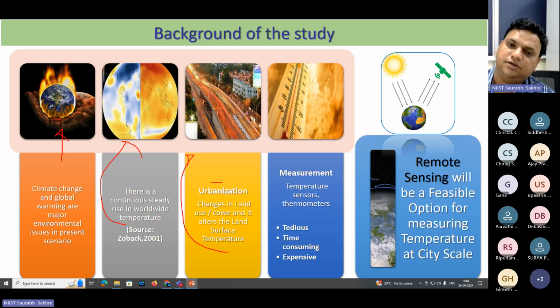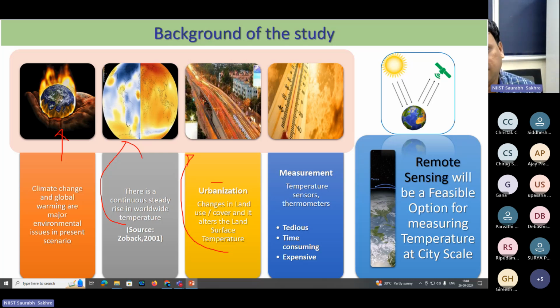And you must have observed that if you are moving onto the road, the concrete road, you will feel more heat as compared to walking in a zoo where trees are on both sides as well as some canopies. Why? Because there the surface is not like that.